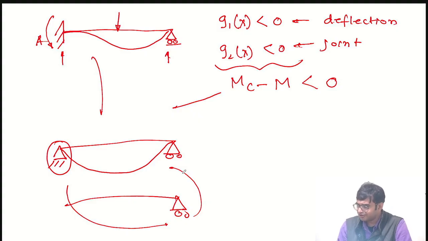And this is something not new. This is what you study in degree of indeterminacy. For something to fail, the degree of indeterminacy first has to come to 0 and then it has to go to negative. Only when the degree of indeterminacy goes to negative do you call that it is no longer in equilibrium. It will keep on moving if you give any small load. It will not be able to carry any load.